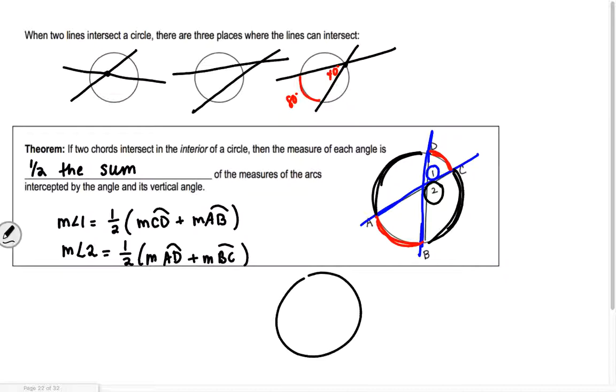So again, if I have a picture and I have an angle right here, angle 1, its 2 intercepted arcs are right here and here. Do you see it? It makes like a little bow tie. Got it? It is not this one and this one. Do you see the difference? So be careful with those.